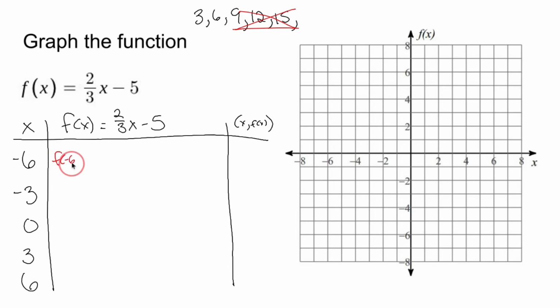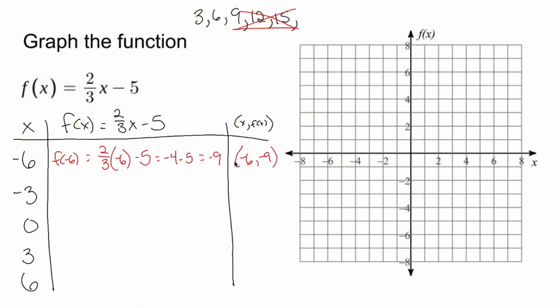F of -6. When you plug in a number for x, you replace the x with parentheses that number. So 2/3 times parentheses -6 minus 5. Okay, so 2/3 of -6 is -4. -4 minus 5 is -9. You might be thinking, whoa. You just said how you're not going to use 9 because that number is too big. And look, you got -9. So how in the world are you going to get the point -6, -9 on the graph? I won't. Now, I can kind of force it, but I won't.